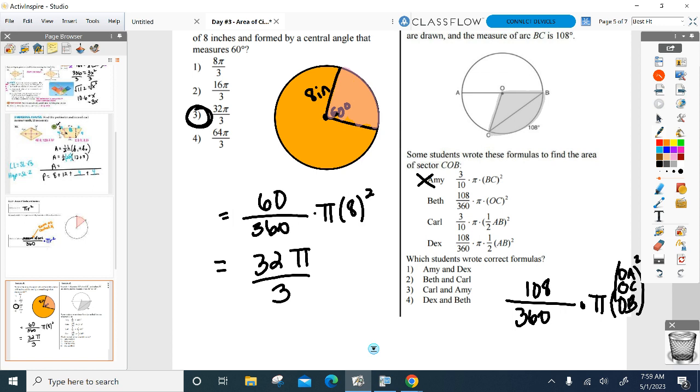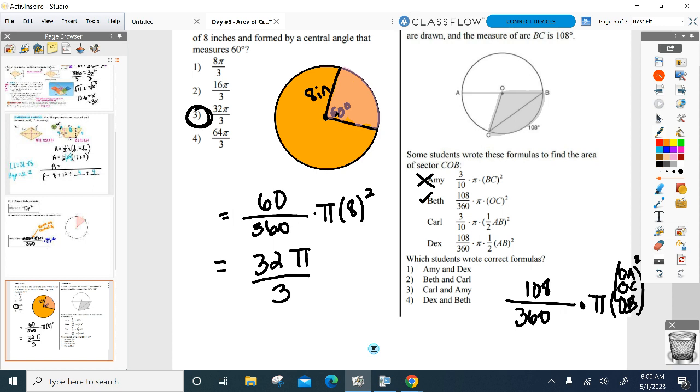Beth, maybe short for Bethany, Elizabeth. Am I missing something? Okay, good talk. We always have this conversation. 108 over 360. Good there. We're good. Pi. She good with OC for a radius squared? Yeah, we were. You can stay, Beth. You belong.